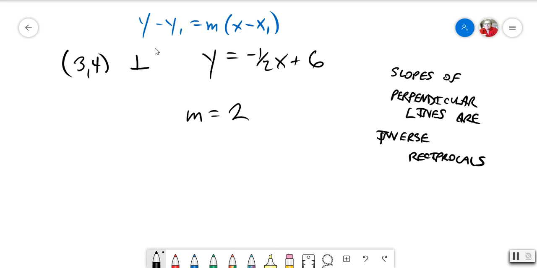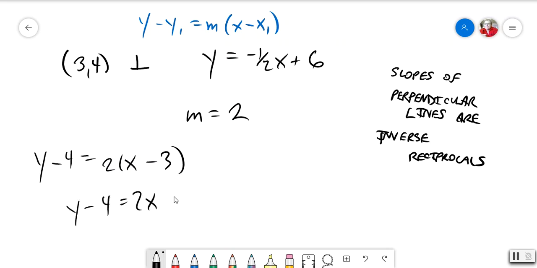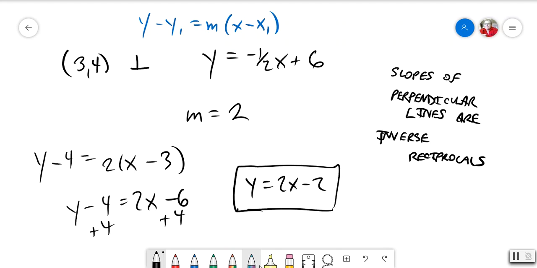So I'm going to say y minus 4, new slope is 2, times x minus 3. Simply multiply these out. 2 times negative 3 is negative 6. Add 4 to each side. Y equals 2x minus 2. That's how that works. There's not that much to it.